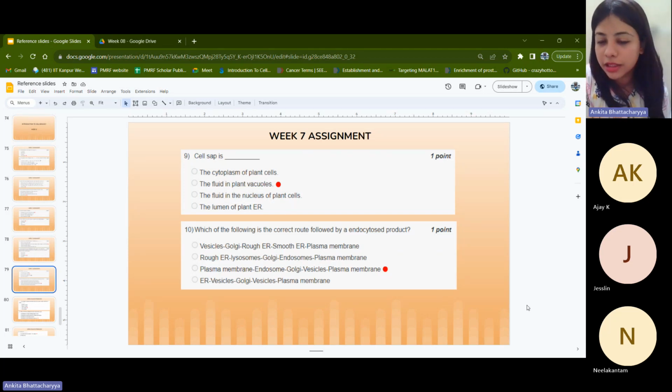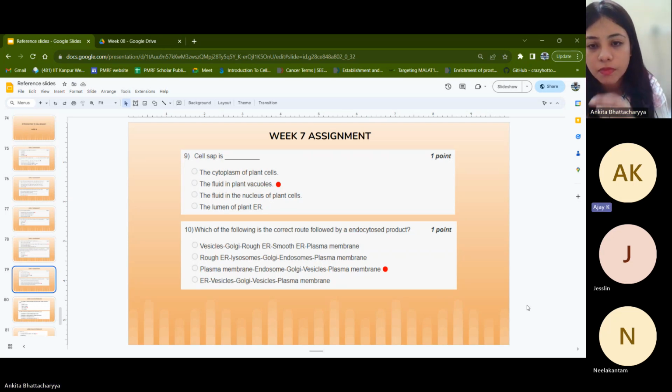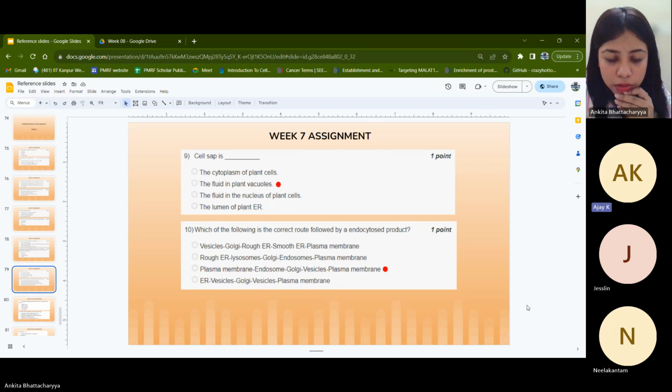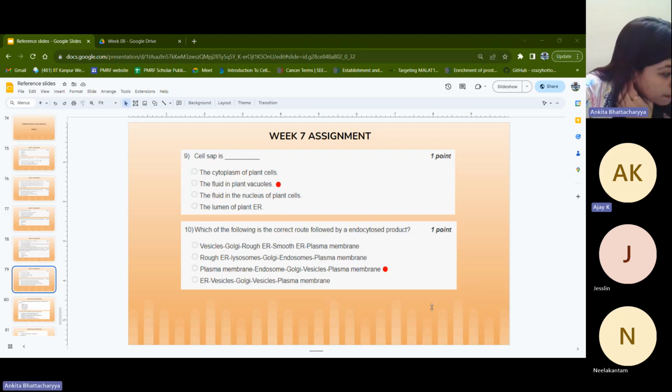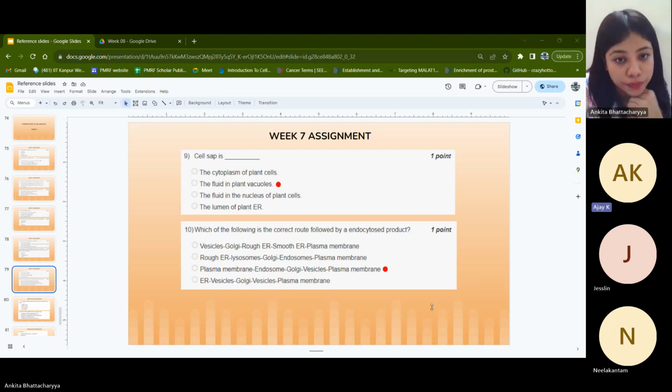I am in agreement that there could have been a better option, but among these, the best fit is option C. For solving MCQ, it's okay, but what about the endocytosed product? Actually, what happens to it? Gaining knowledge and solving an MCQ are two different things. I agree with you.